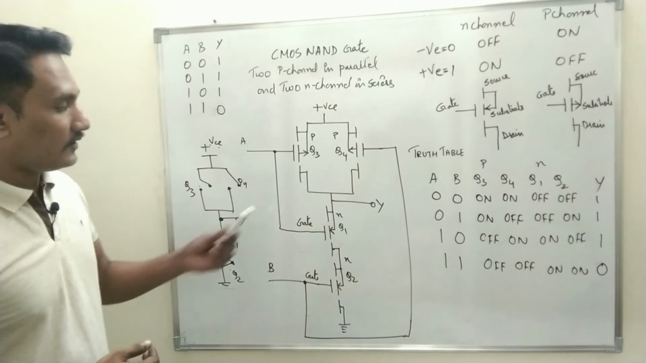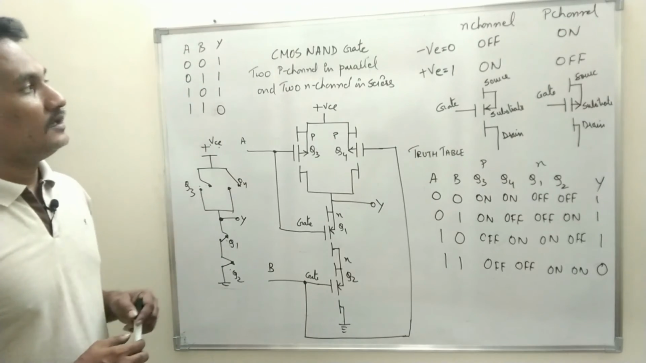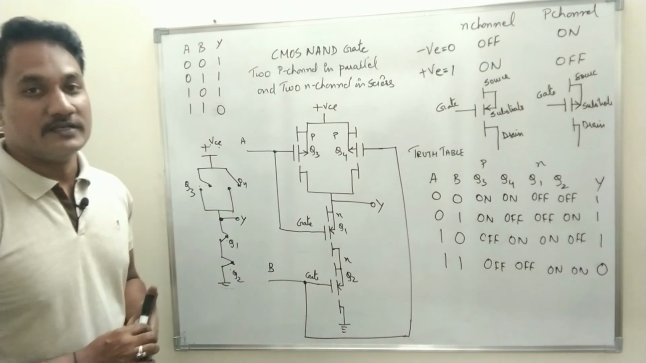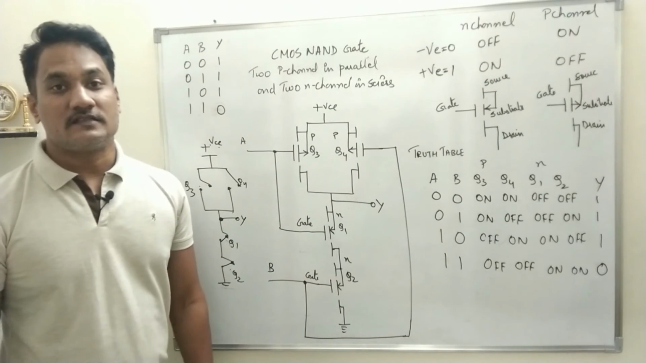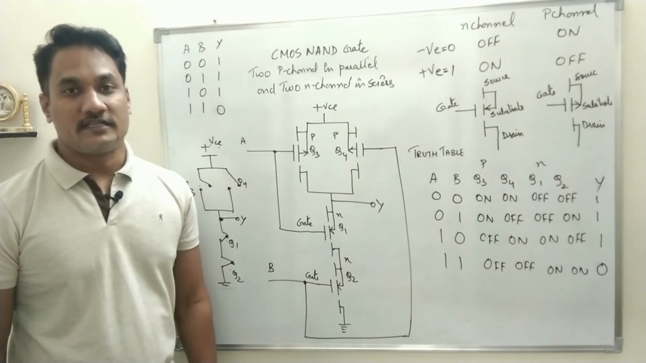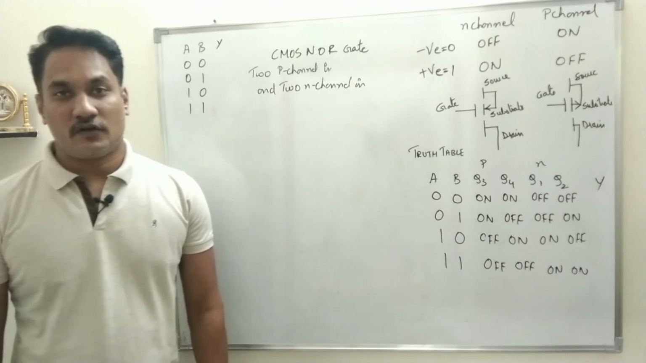So the output of this circuit will be 1 1 1 0, which is similar to the NAND gate. That means the circuit will work as a NAND gate. So this is the CMOS NAND gate logic family. The next circuit is the CMOS NOR gate.